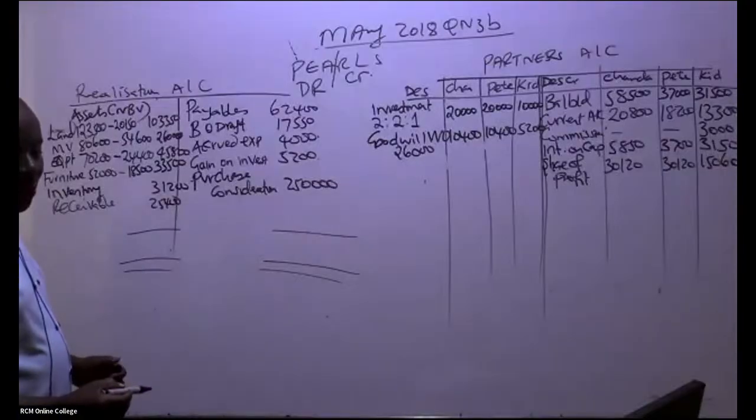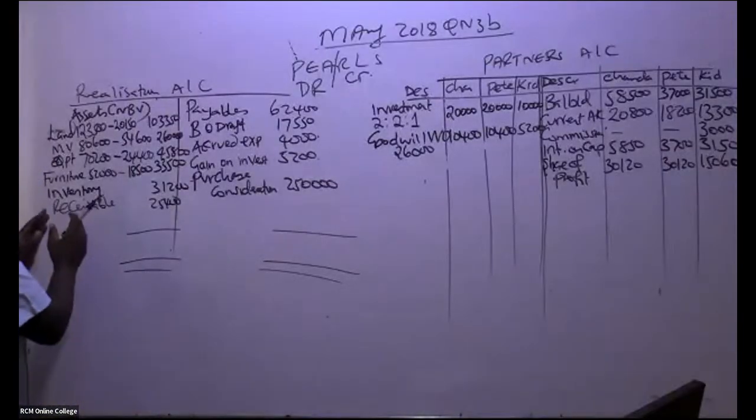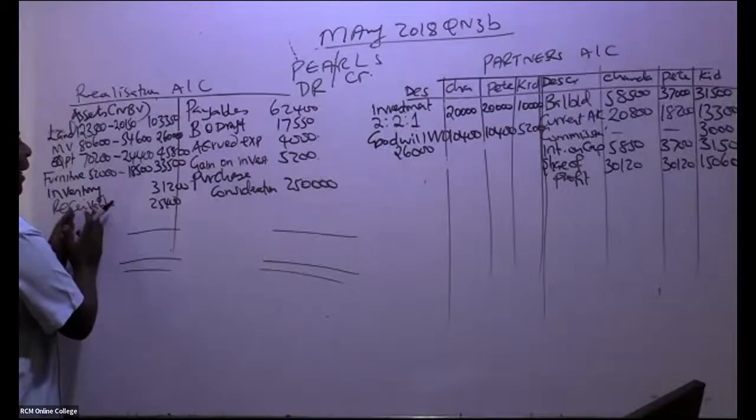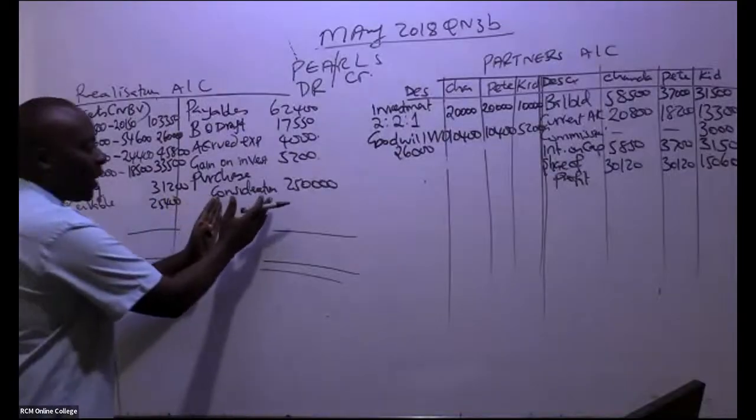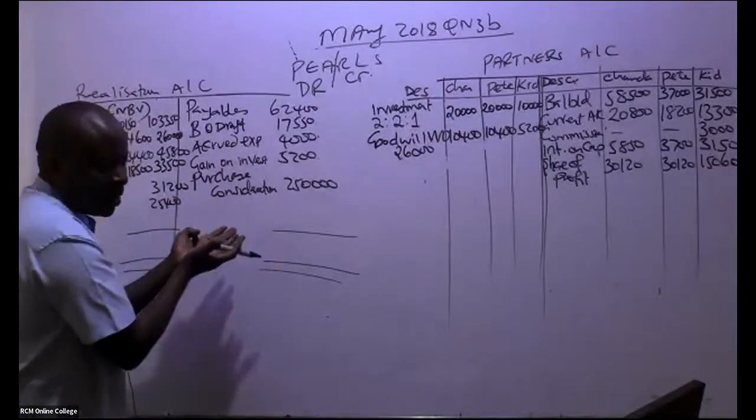Go ahead and balance this account. If, for example, we get the balancing figure being here, it will be a debit here, and you take it to your P&L. If it's here, it will be a loss. So which side is bigger?